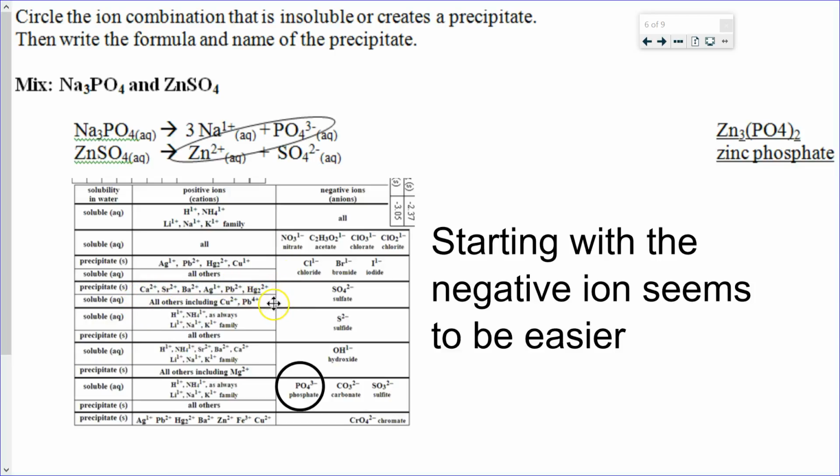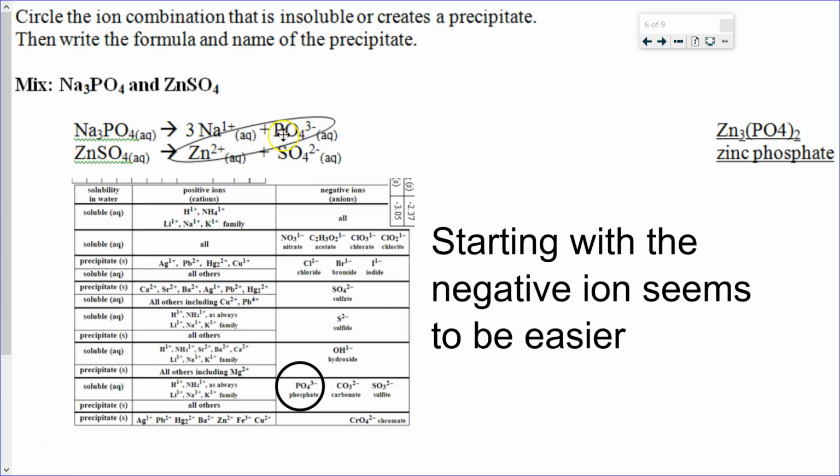I don't see it. But we have this statement in there that says "all others including," right? So if we don't see it, it must be in that "all others" piece of our solubility table. So sulfate mixed with something that's not included here. We trace further left and we see that that's soluble, meaning aqueous. That is not a precipitate. It's not going to make a solid. So sodium sulfate, the first combination that we checked, isn't going to work. Let's check the other one.